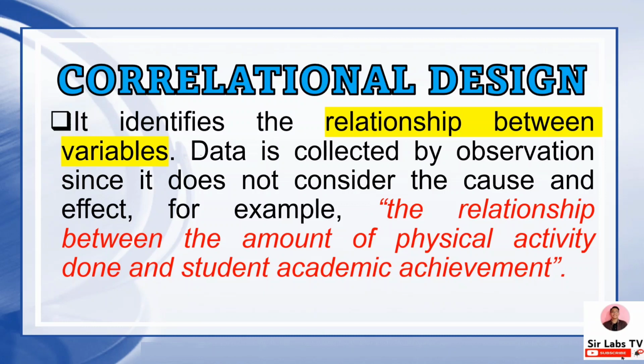So in the example presented, the two variables are first the amount of physical activity, which is the independent variable, and the student academic achievement, which is the dependent variable of the study.